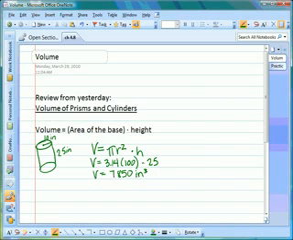That's the other thing we need to remember about volume: when we are labeling our answers, make sure that you use units cubed. Make sure you have that little 3 after the inches or the meters or the centimeters, whatever your units is there. Okay, so that's finding volume of a cylinder.